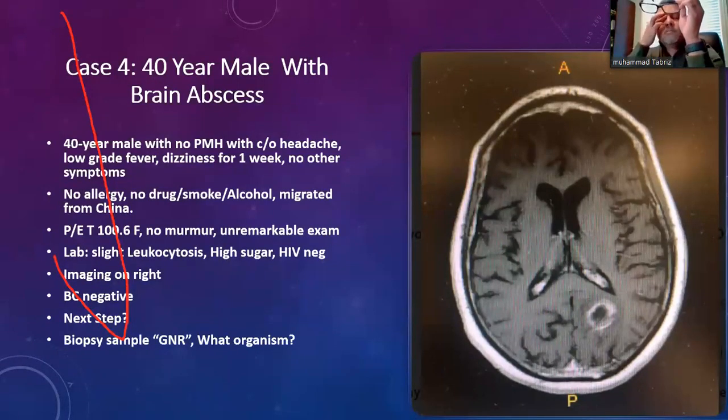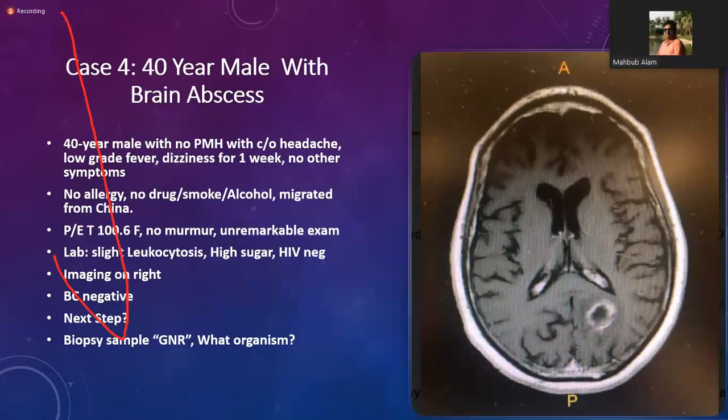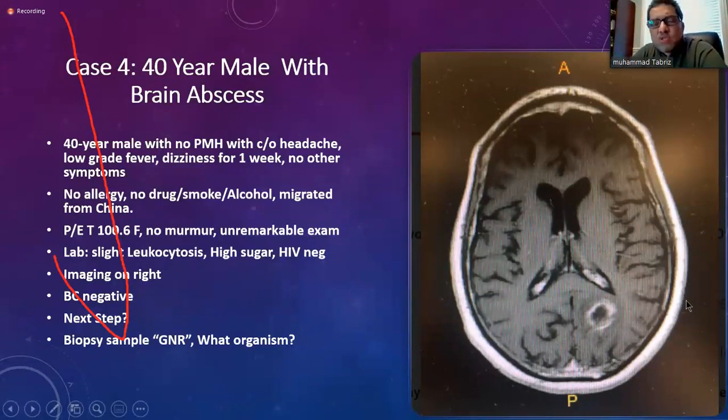Anyone? Yes, Pseudomonas. So Pseudomonas, without any recent neurosurgical procedures or being in the hospital or trauma, is unusual.